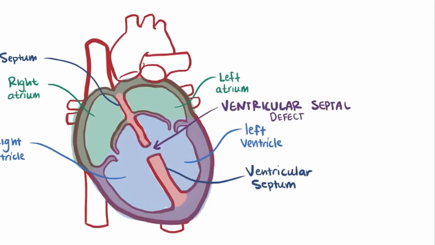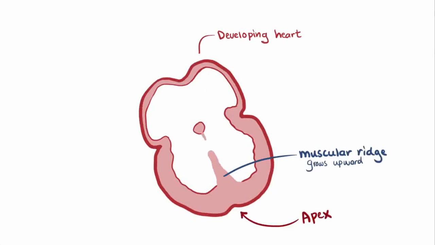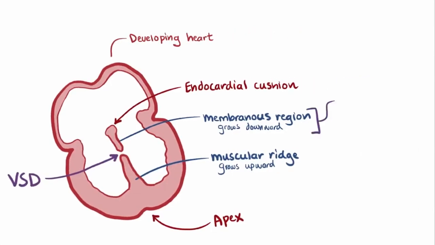The septums form during development as this muscular ridge of tissue grows upward from the apex, or the tip, and then fuses with a thinner membranous region coming down from the endocardial cushions. Voila, two separate chambers. If these don't fuse though, then a gap is left between the two chambers. In other words, a ventricular septal defect, or VSD, and the majority of these cases are caused by a defect in the membranous portion of the septum.